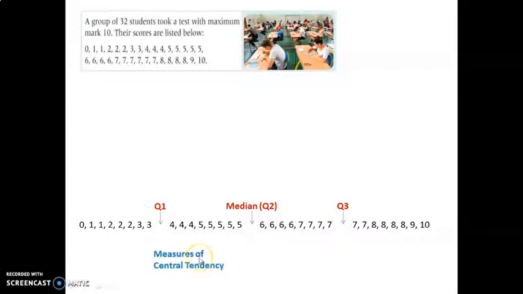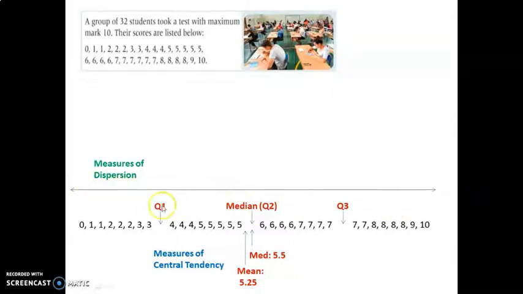Okay, we talked about measures of central tendency. So, of course, median was one of the measures of central tendency, and here it's 5.5. Our mean, if you calculate the mean for this data, is 5.25. And of course there's mode, but I don't have mode here. Okay, now we're talking about measures of dispersion. One easy measure of dispersion was the range, right? If you look at from minimum to maximum, the range in this case is 10. Okay, another measure of dispersion, the IQR, right? The distance between Q1 and Q3. In this case, it's 3.5.